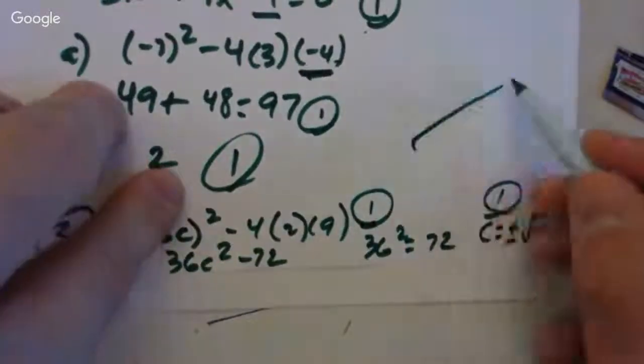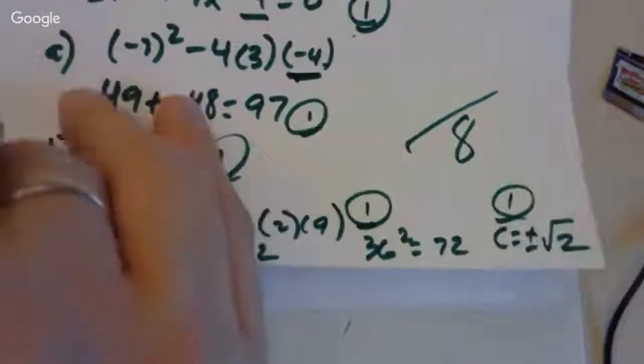So I have a quiz out of 8 points. Did anybody get 8 for 8? Luke, I can't even see you back there, brother. 6 out of 8. 5, 4, 3, 2, 1, 0.